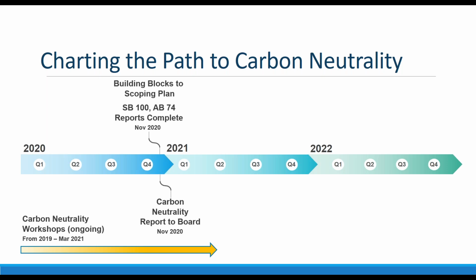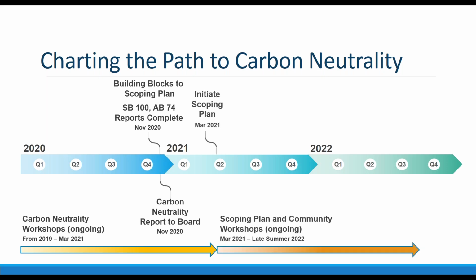Multi-agency efforts aimed at planning for 100% zero carbon electricity by 2045 and carbon neutrality in the transportation sector will be completed later this year. We will provide an update to the board at the end of this year on key findings from these multiple efforts. CARB will formally initiate the scoping plan process in early 2021.